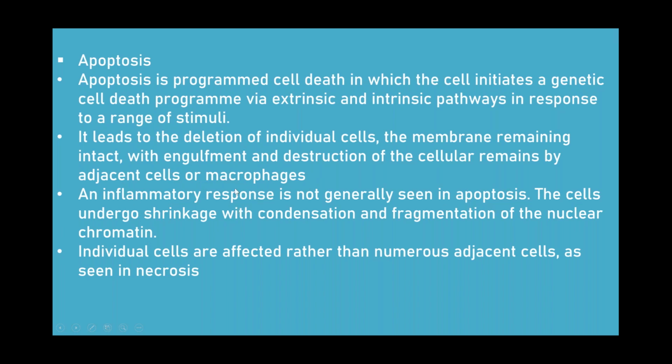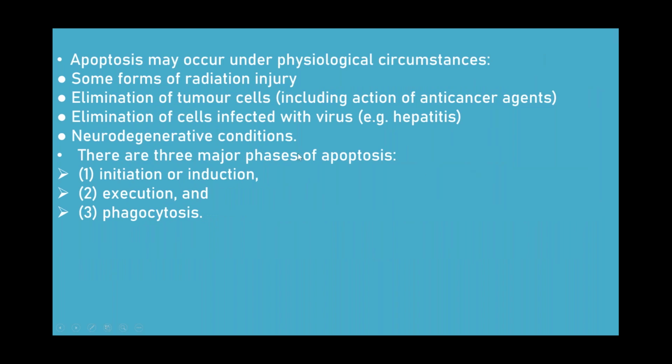This is the important difference between necrosis and apoptosis: the inflammatory response is not generally seen in apoptosis. The cell undergoes shrinking, with condensation and fragmentation of the nuclear chromatin. So the changes occur in the nucleus. Apoptosis may occur under physiological circumstances, in some forms of radiation injury, in elimination of tumor cells, elimination of cells infected with virus, or in neurodegenerative conditions.